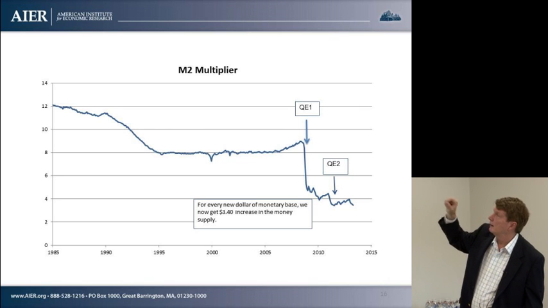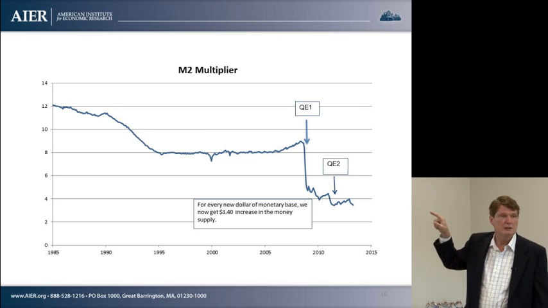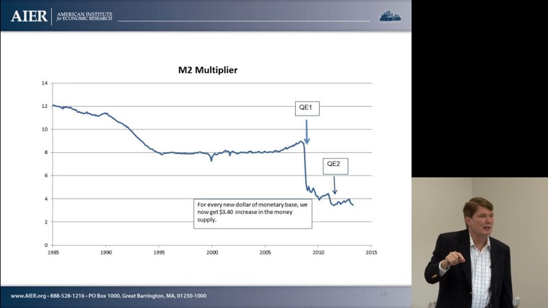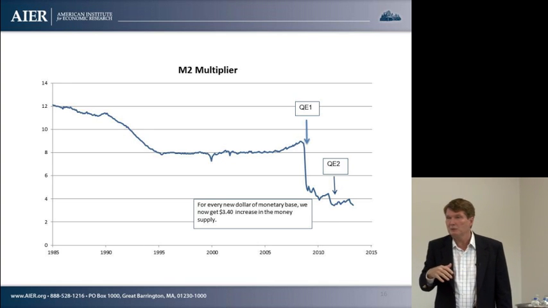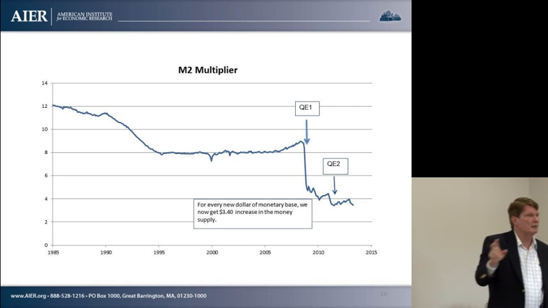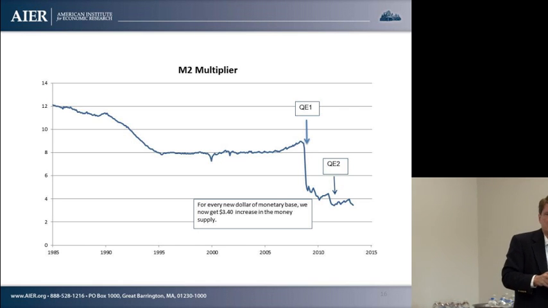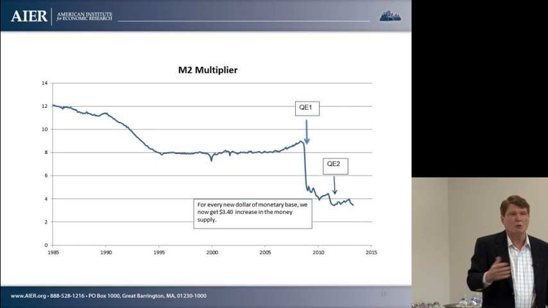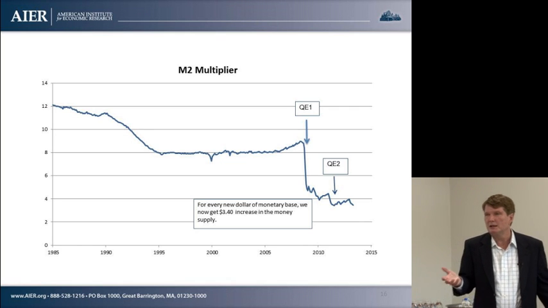Now they go in there and they have QE1 and QE2 and lots of QEs. And one of the things that people don't want to talk about much is that the reason you have a QE is because interest rate policy stopped working. You can no longer do anything useful with the interest rate.